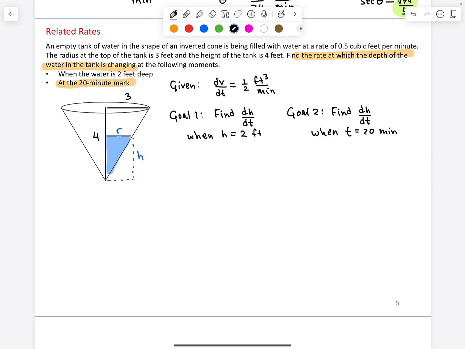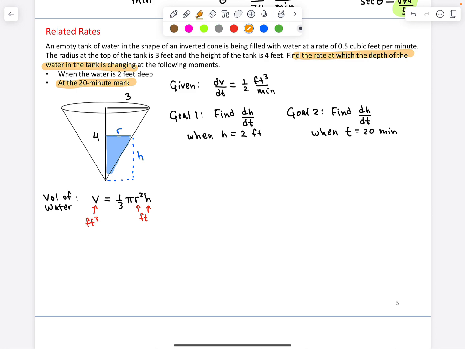Now the volume of water we can represent with a V. Since the water is in the shape of an inverted cone, you will need to recall that the volume of a cone is 1/3 pi r squared h. The r and h in this case we need to measure in feet, so r squared is feet squared times h gives us feet cubed, which is a correct unit for volume.